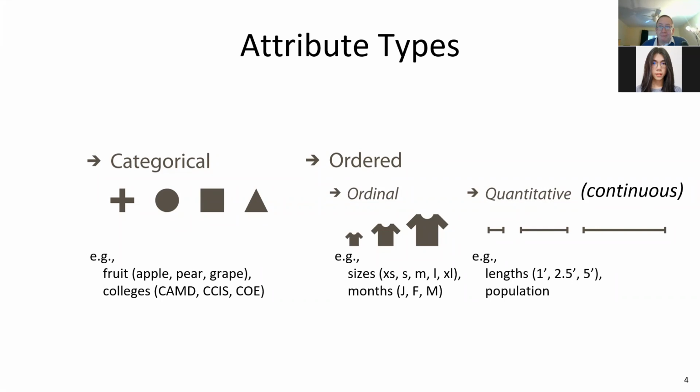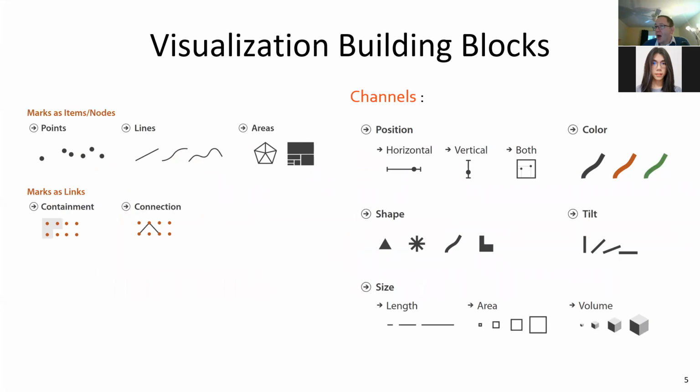How big is it? I don't know how many ounces it is, but it's big. And then there's categorical data, like countries on a map, where there's no ordering per se. You could order it alphabetically, but it really doesn't have an ordering. Colleges, fruits, cuts of fruits, that sort of thing.